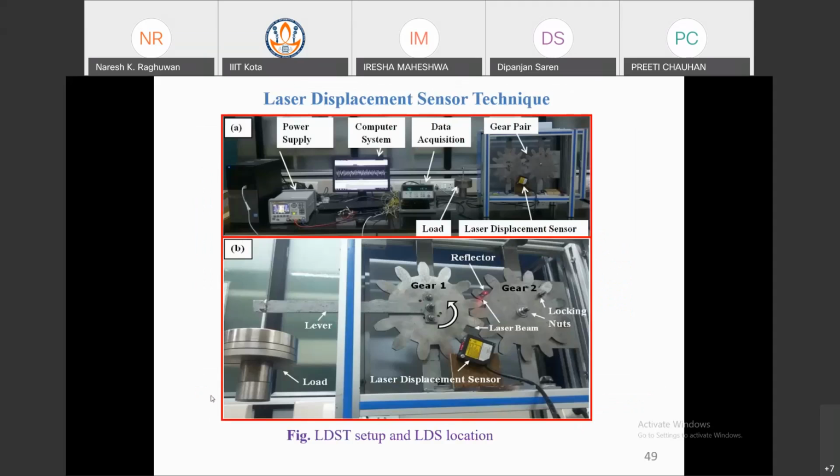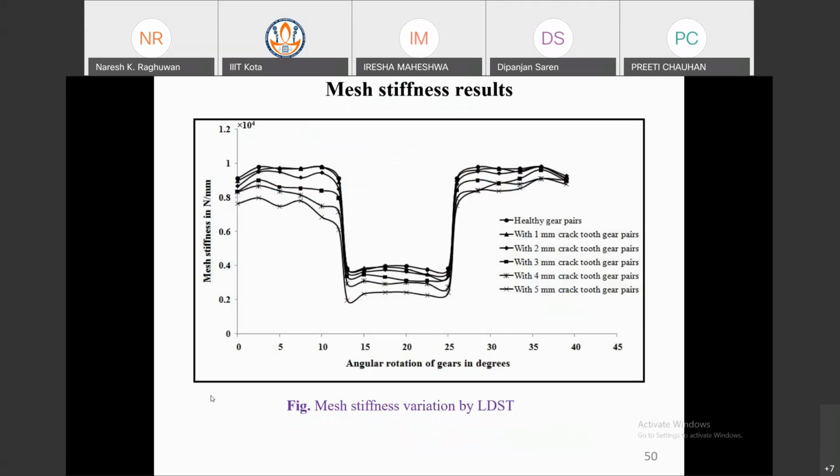With a laser displacement sensor, you can directly calculate the displacement of the tooth. For a particular tooth you can measure the deflection, then combine the mass stiffness for gear 1 and gear 2, and accordingly you can plot the gear mass stiffness. These are the things.